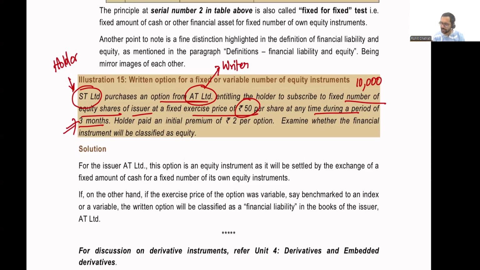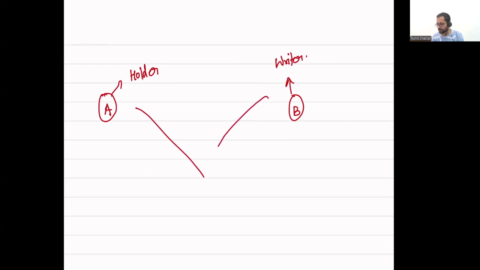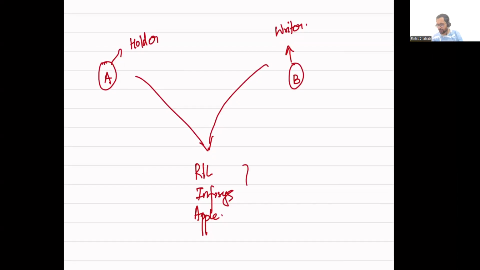Now over here, remember, the right to buy shares is also of AT Limited only. ST is entitled to buy shares of AT Limited. Usually, in the examples that you might have seen in AFM, there is an entity A and an entity B. A is the holder and B is the writer, but usually the holder and writer enter into an option on Reliance shares, or on shares of Infosys or Apple. They enter into an option contract on a different underlying.